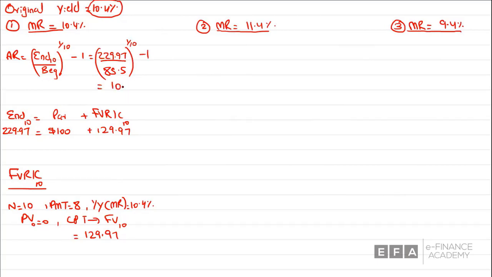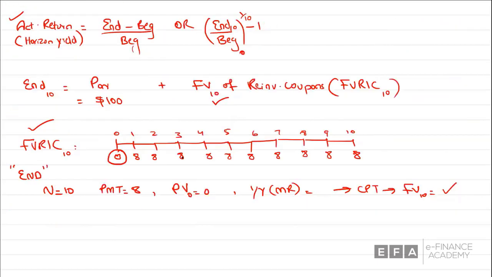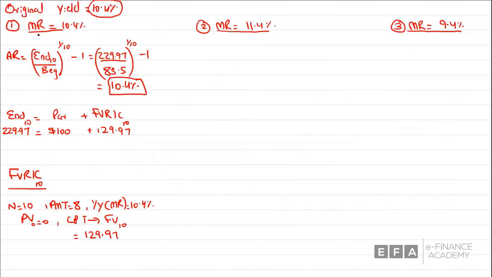And the actual return, which is the horizon yield, is the same as the original yield. Now the question is, why is it the same? If you go back to the three assumptions we discussed, number one, you're holding the bond until maturity. Number two, we assumed there is no default, so the investor was getting all the coupons on time, and the investor finally reinvested all the coupons at the same market rate as the original yield. Hence, the horizon yield or the actual return is the same as the market return.